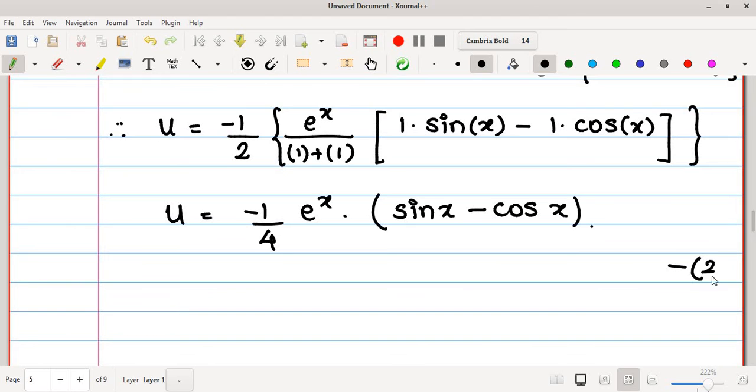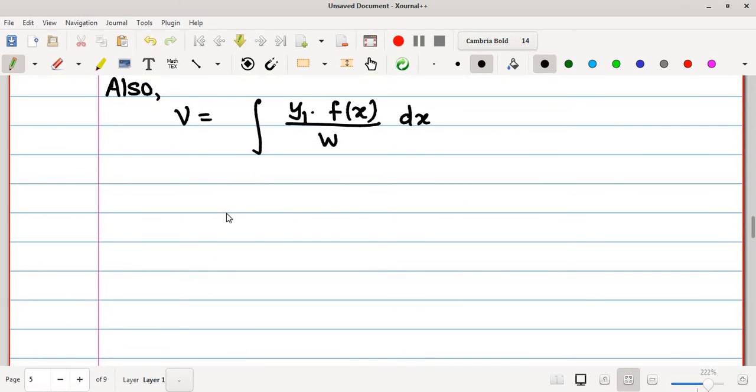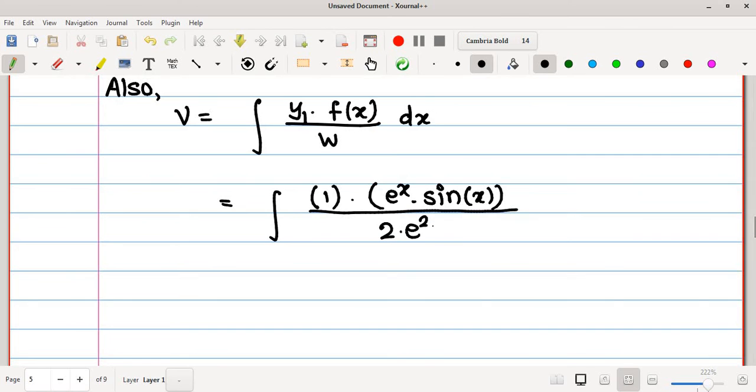This is our value for u. We can call it equation number 2. Similarly, v is equal to integration of y1 into f of x upon w with respect to x. So we substitute value for y1. Our y1 was 1. F of x is equal to e raised to x into sin x divided by 2 times e raised to 2x.